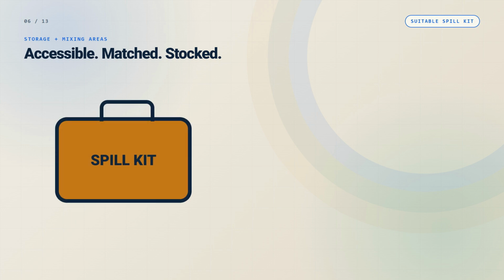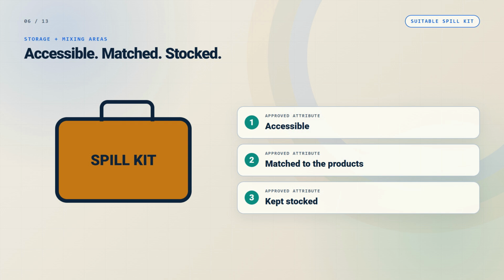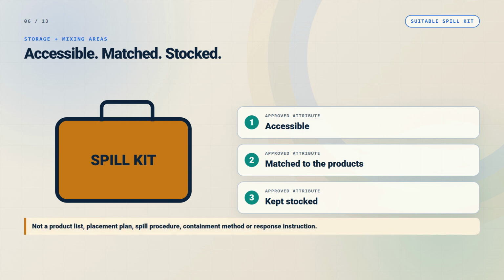A suitable spill kit should be accessible at chemical storage and mixing areas, matched to the products and kept stocked. The kit symbol is not a product list, placement plan, spill procedure, containment method or instruction to respond. Suitability and matching are not decided by this animation, and the video gives no product-specific spill, disposal, decontamination or emergency treatment steps.